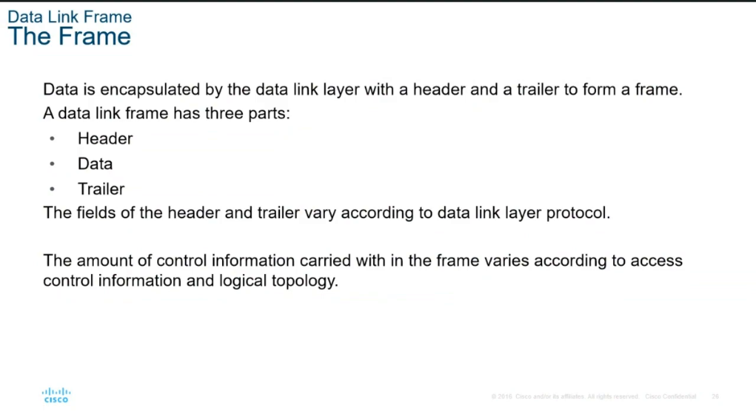So the data link layer prepares the encapsulated data for transport across the local media by encapsulating it with a header and a trailer to create a frame. So yung layer 2, yung encapsulate niya ay yung frame. So yung data link frame has 3 parts: the header, data, and trailer. The fields of the header and trailer vary according to the data link layer protocol.